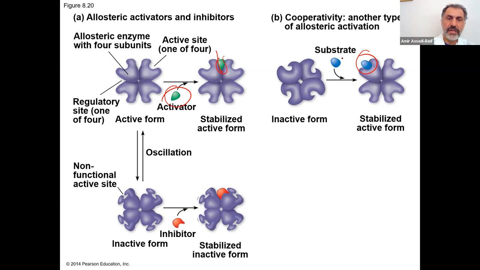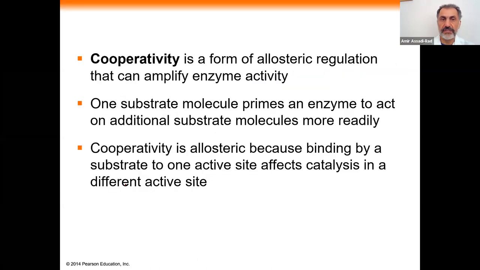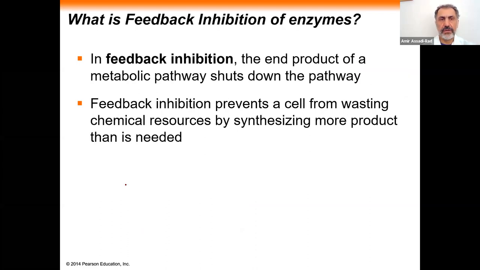The other one, the inhibitor, is another molecule that goes and sits here. And then what happens is the active site changes, and they become inactive. So that's what allosteric inhibitors or activators mean. Cooperativity is a form of allosteric regulation that amplifies enzyme activity, and then we talk about it.